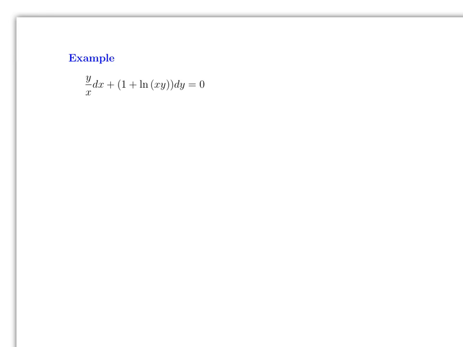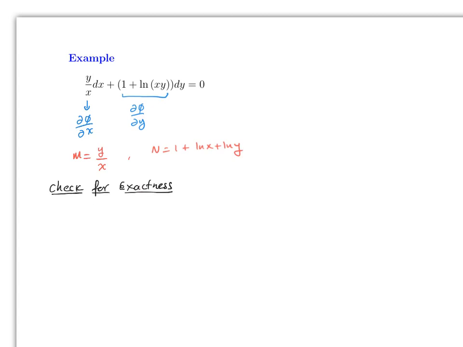So here I just identify that this is d phi dx, and all of this is d phi dy, or remember that this is also M, so M is equal to y over x, and N is equal to 1 plus ln x plus ln y. It's easier to write it like this. You'll see why in a second. Right, so first you have to check for exactness, otherwise there's no need to keep doing this.